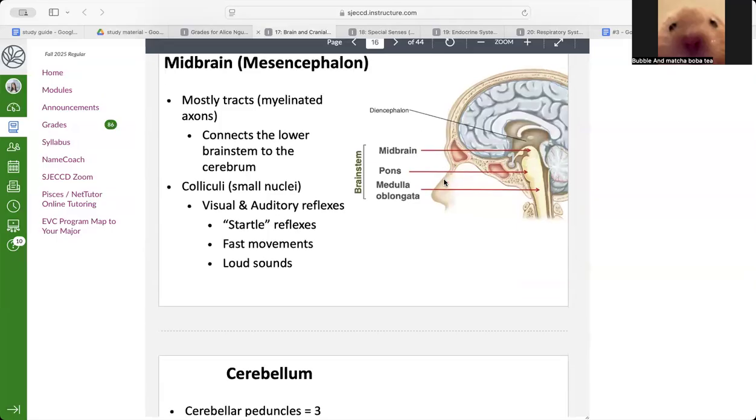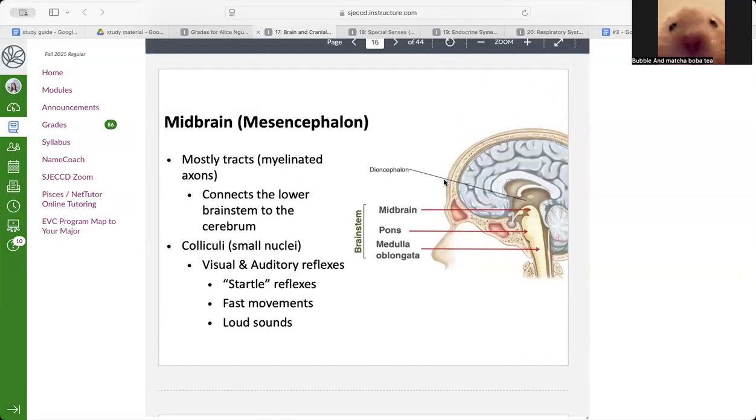We have the midbrain. These are mostly tracts, so myelinated axons. There are different types of tracts. Some of them connect the lower brain stem to the cerebrum, while others connect to other directions of the body. They have tiny little colliculi, and they are for visual and auditory reflex, your startle reflex, like your response to loud sounds or fast movement.